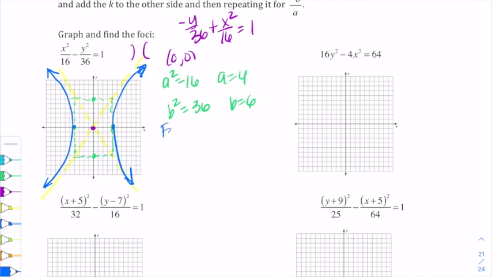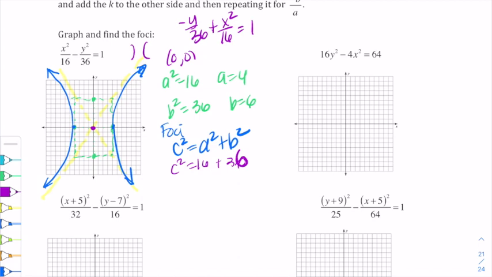Now we also can find the foci. Our foci are from the center, and then we add our c value. So we first have to find the c value. For hyperbolas, the equation has a minus, so inside the c squared, it's a squared and b squared added. These signs are opposite of each other. So we're going to do 16 plus 36 equals c squared.